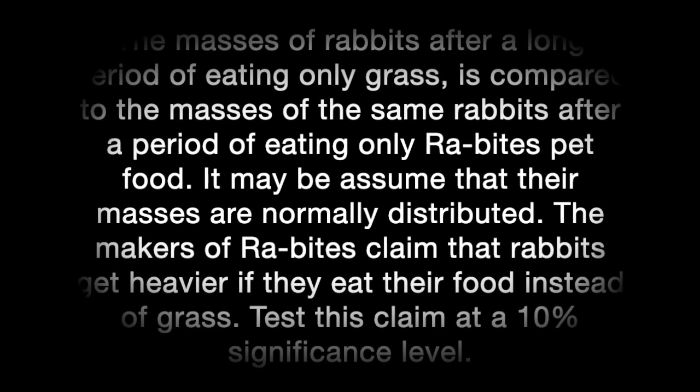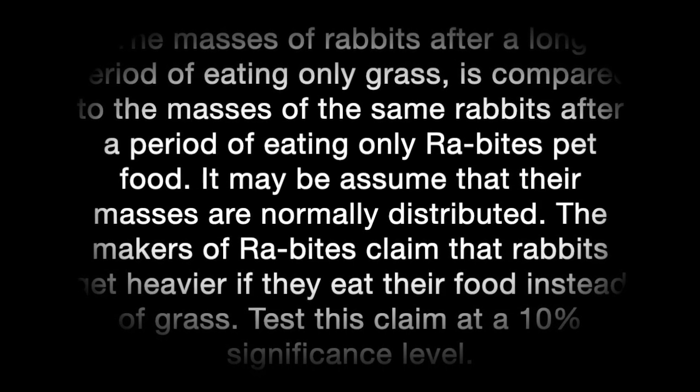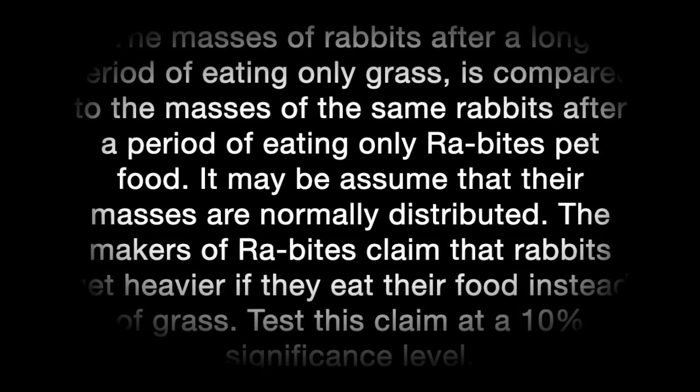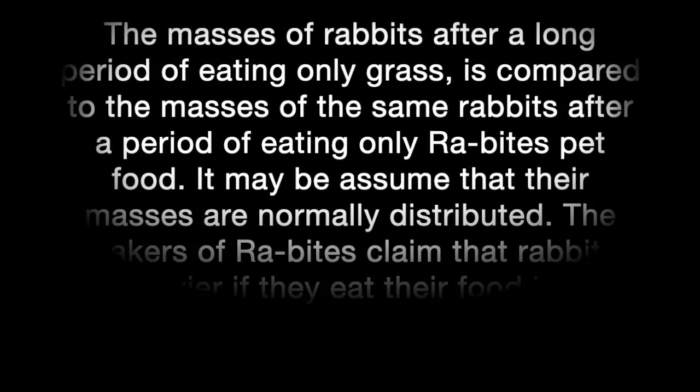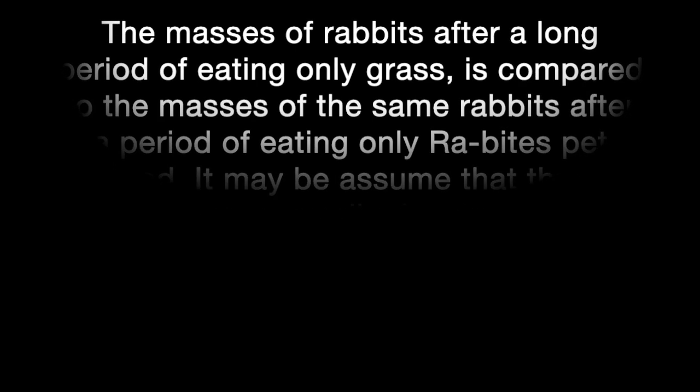The masses of rabbits after a long period of eating only grass is compared to the masses of the same rabbits after a period of eating only rabbits' pet food. It may be assumed that their masses are normally distributed. The makers of the rabbit food claim that rabbits will get heavier if they eat their food instead of grass. Test this claim at 10% significance level.